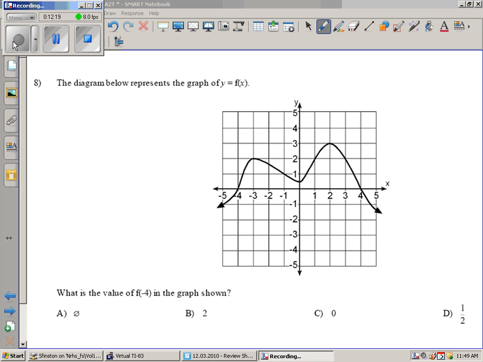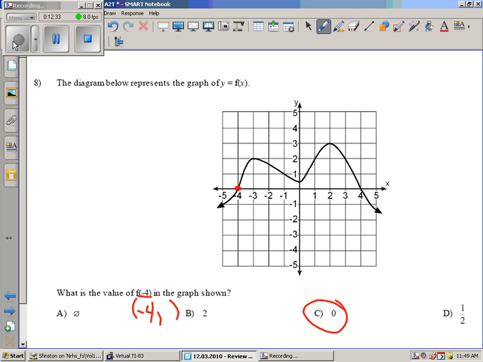Graphs are easy. This is question number 8. You just take the function notation right here, sub in -4, and go find the corresponding y value. So we're going to look on our graph. At -4, the y value is 0, and so that's the answer.